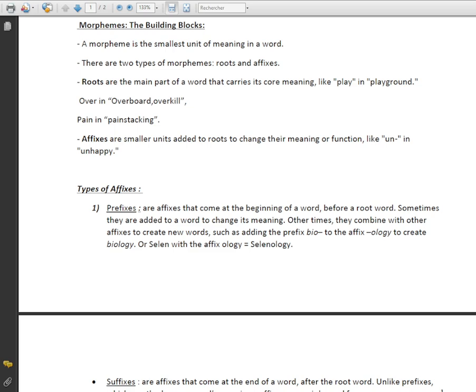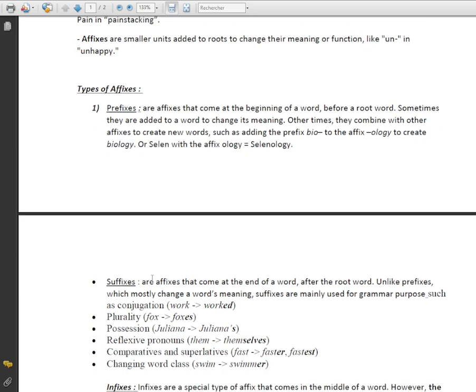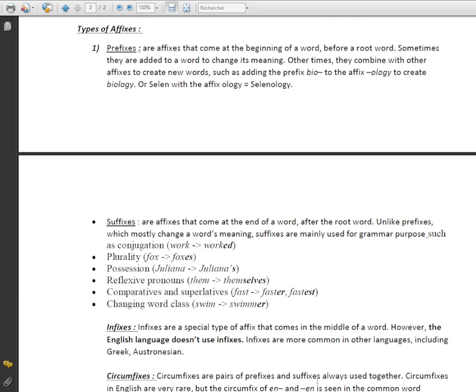Then we're gonna be seeing the types of affixes, which are the following. For the first case, we've got the prefixes. Prefixes are affixes that come at the beginning of a word, before a root word. Sometimes they are added to a word to change its meaning. Other times they combine with other affixes to create new words, such as adding the prefix bio to the affix ology to create biology.